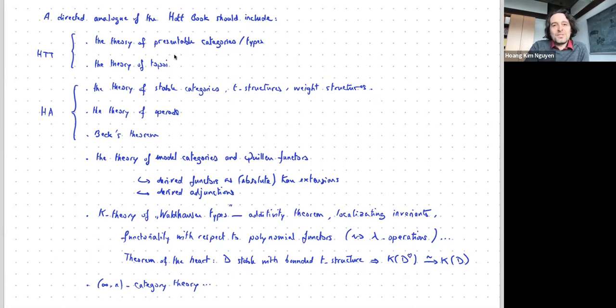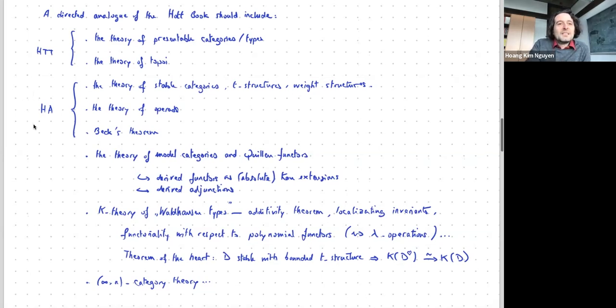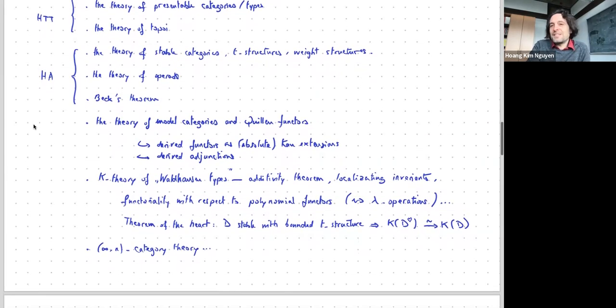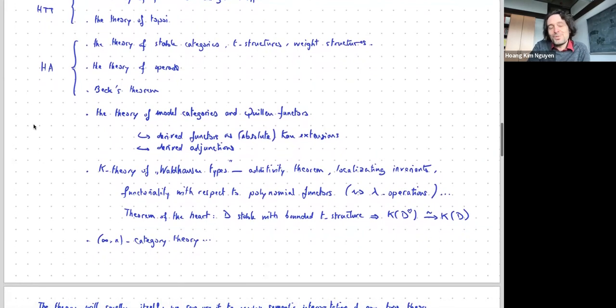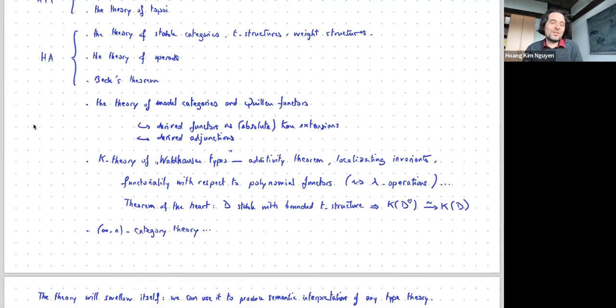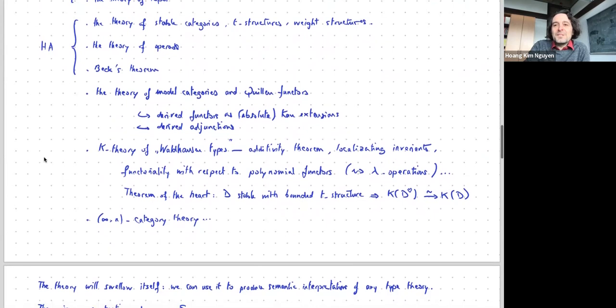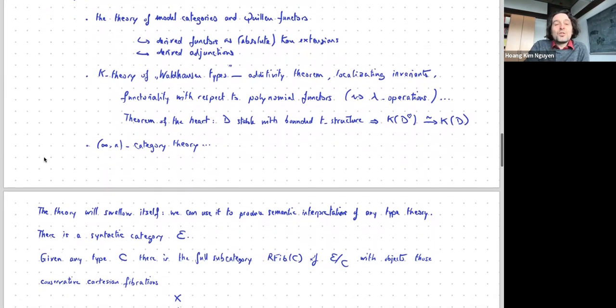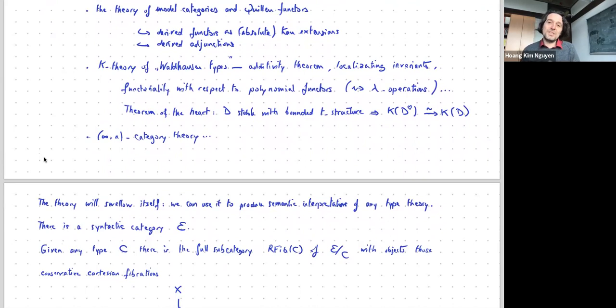And that should include the theory of presentable categories, the theory of topoi themselves, the theory of stable categories, t-structures, weight structures, derived categories of abelian categories, the theory of operads, Beck's theorems. Something that Lurie addressed a little less, but I like to address myself very much, which I also do in my book on higher categories: all the methods we have about model structures and using that to derive functors and so forth can be done in this kind of setting. We already know that we can have a theory of infinity model structures by Mazel-Gee, for instance, and this can be extended to directed types, whatever that means.